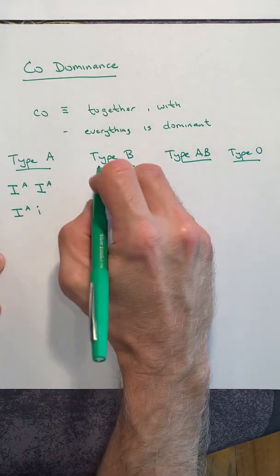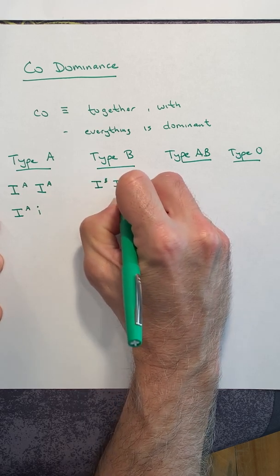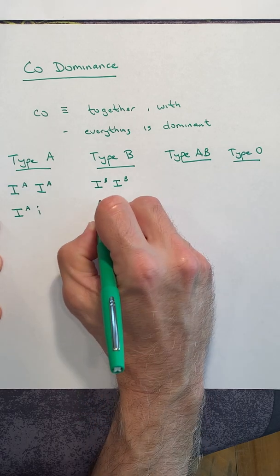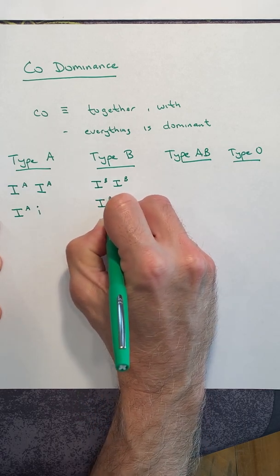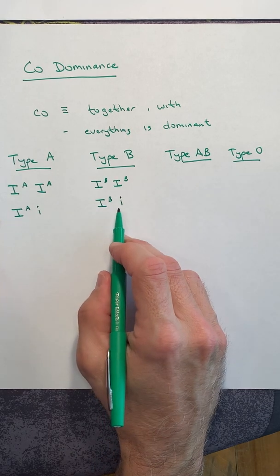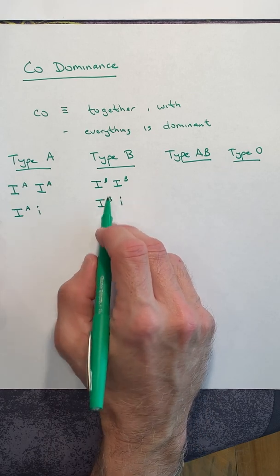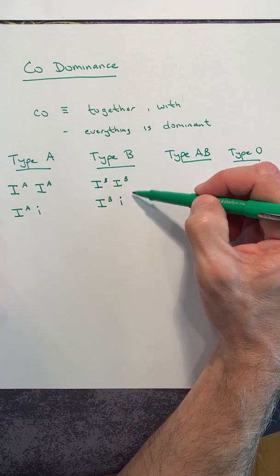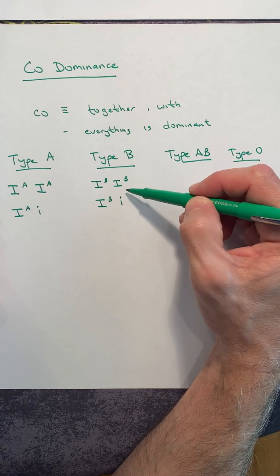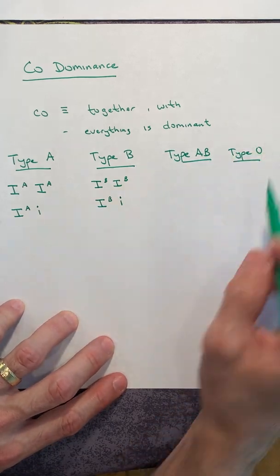Then you look at type B blood. They could be IB IB, so there's their genotype. Or they could be IB little i. Again, this is a placeholder. It doesn't code for anything. So, two different genotypes, but both genotypes code for the same phenotype. Genotype, phenotype. What we see genetically, what we see physically.